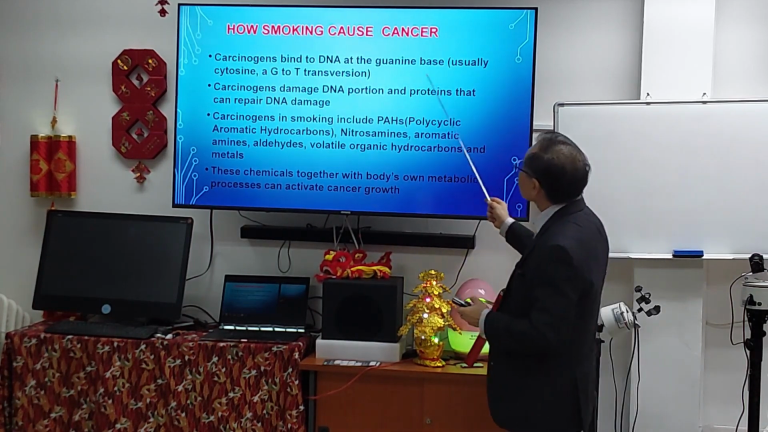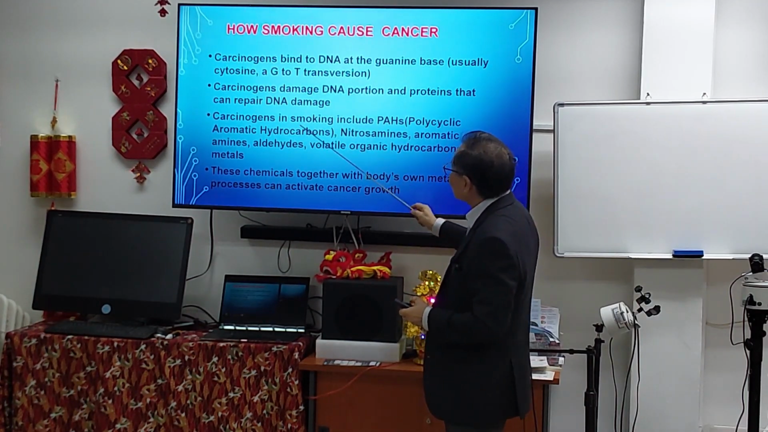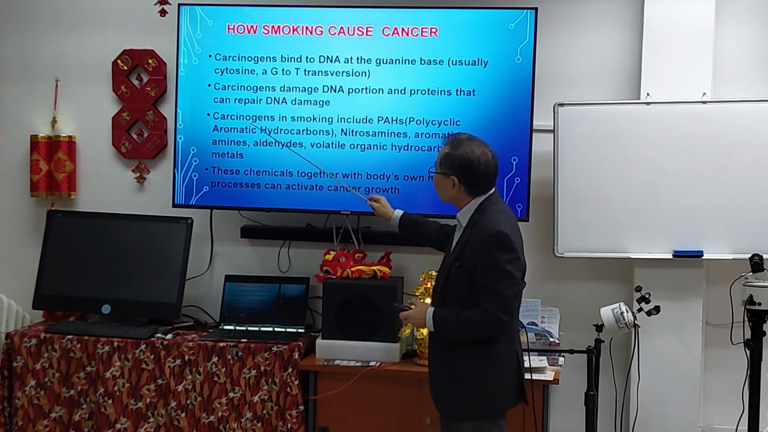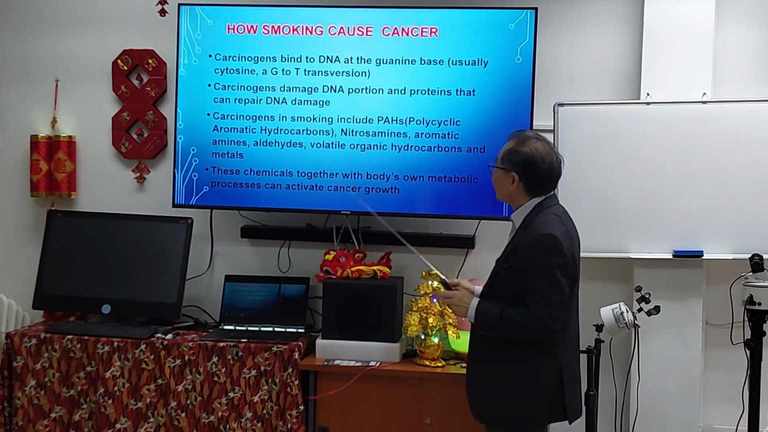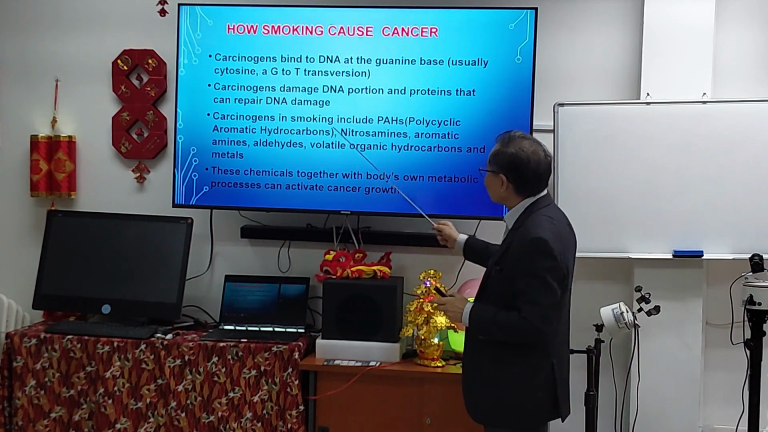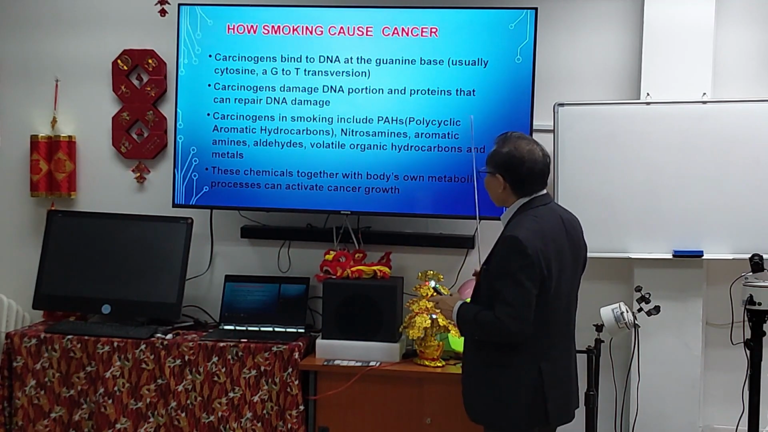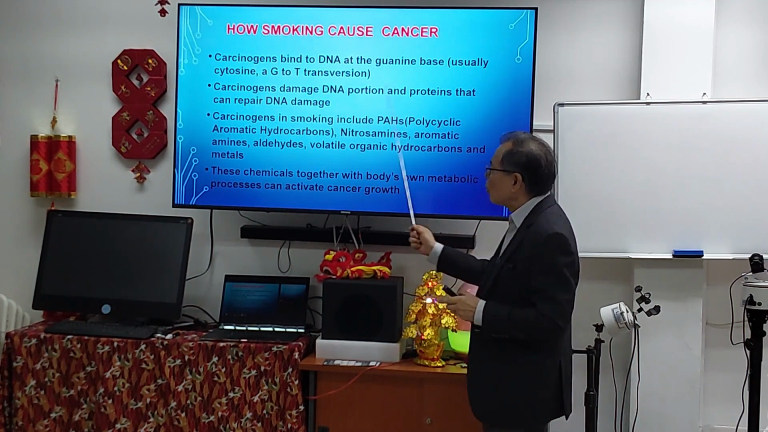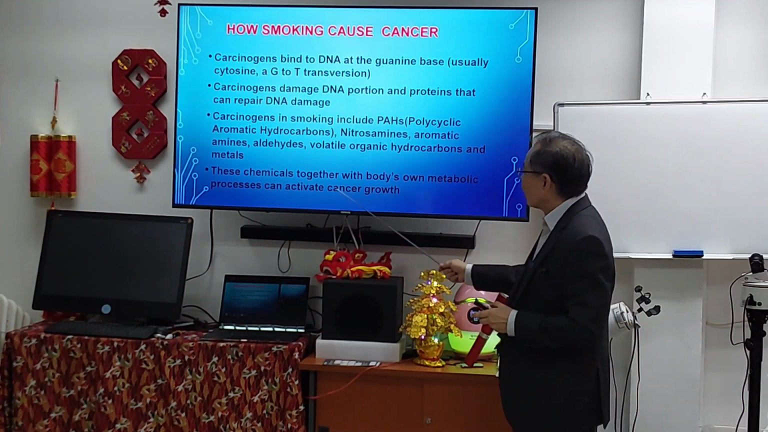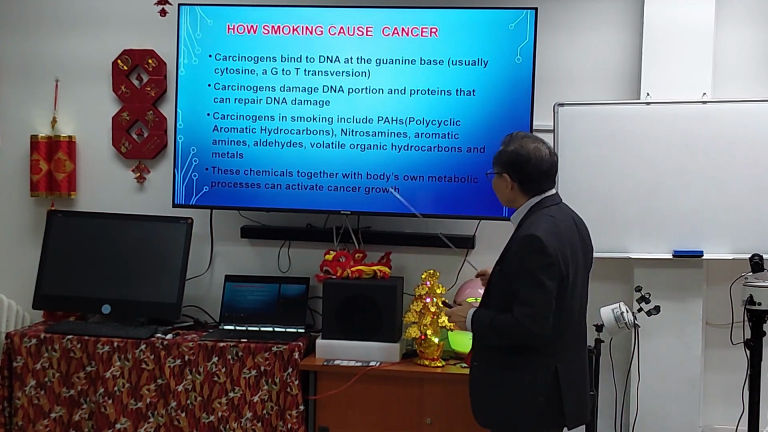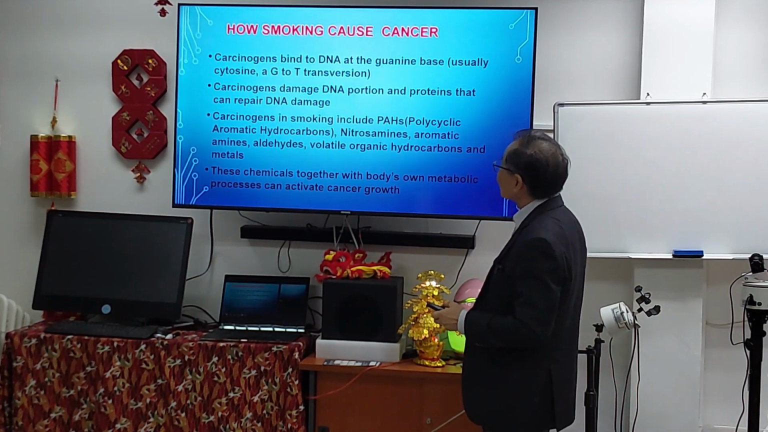How does smoking cause cancer? It binds to DNA at a particular location. The carcinogens in smoking are identified carcinogens: polycyclic hydrocarbons, nitrosamine, aldehyde, volatile organic hydrocarbons, and metals. So all these chemicals are there, and this activates cancer growth once it is in your body and interacts with your body processes.